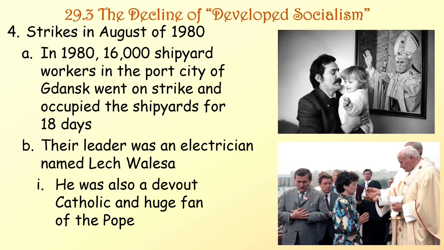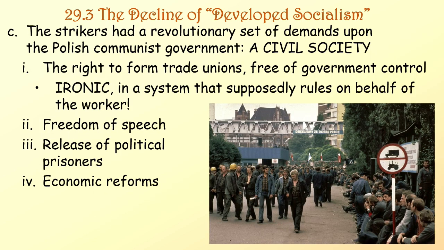Strikes in August of 1980. In 1980, 16,000 shipyard workers in the port city of Gdansk went on strike and occupied the shipyards for 18 days. Their leader was an electrician named Lech Walesa, and he was a devout Catholic and a huge fan of the Pope. The strikers had a revolutionary set of demands upon the Polish communist government: a civil society, the right to form trade unions free of government control, ironic in a system that supposedly rules on behalf of the worker, freedom of speech, release of political prisoners, and economic reforms.